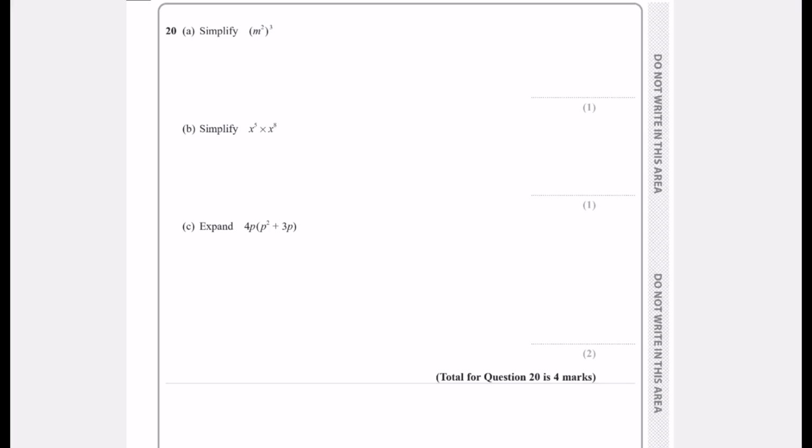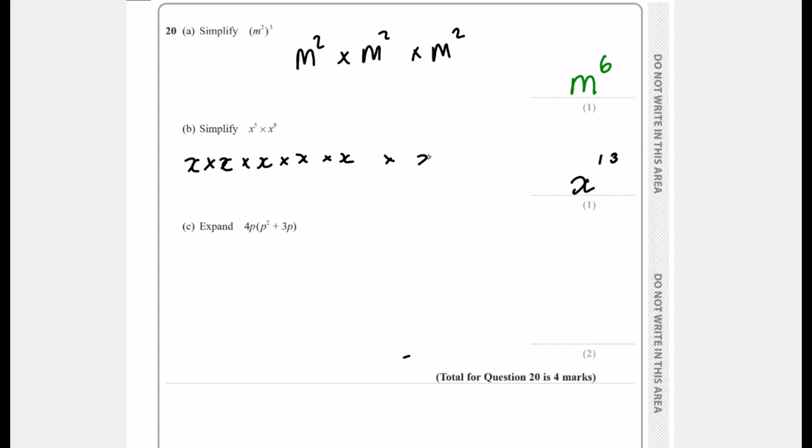Question 20. Simplify m squared cubed. So it's m squared times itself and times itself again. But the quick way of doing it is when we've got a bracket, we just times the 2 powers. 2 3s make 6. So it's m to the power of 6, or 2 plus 2 plus 2 is 6. When we multiply indices, we add the powers. So x to the power of 5 times x to the power of 8 is x to the power of 13. It's 5 x's multiplied together times 8 x's multiplied together.